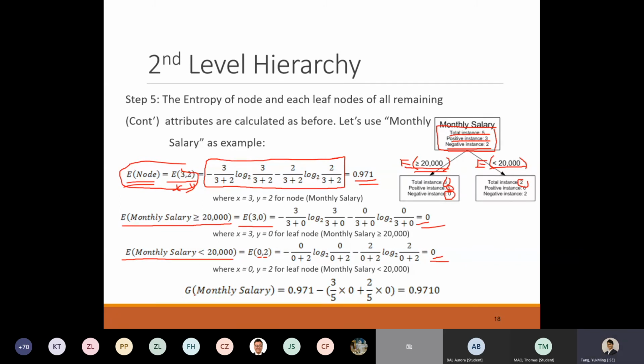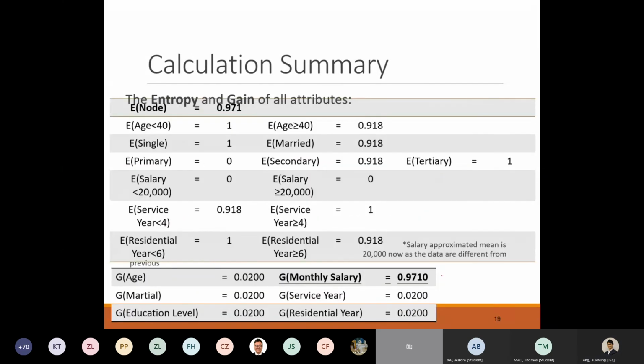Okay, and after we calculate the entropy, we also need to calculate the information gain, by using this equation. This one is the entropy for the root. We have 5 customers, 3 of them got the salary larger or equal to 20,000, and for this one the entropy is equal to 0. And 2 of them got the salary less than $20,000, and the entropy is equal to 0. Finally, we got the information gain equal to 0.971.